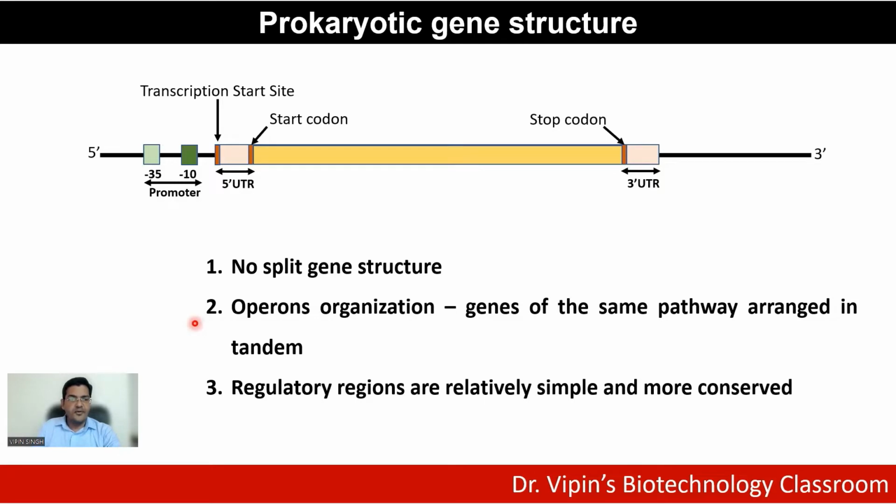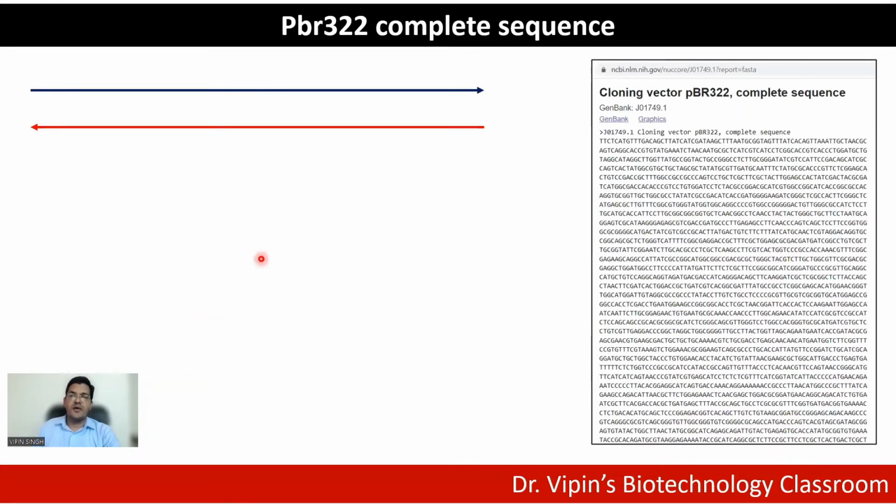So let's now talk of a simple sequence and try to find out the genes present in that sequence. This is your cloning vector pBR322 complete sequence taken from NCBI, and this is the FASTA format. You can see you have a greater than sign followed by the accession number and a small detail. This is cloning vector pBR322 complete sequence, and this is followed by the sequence itself straight away, right?